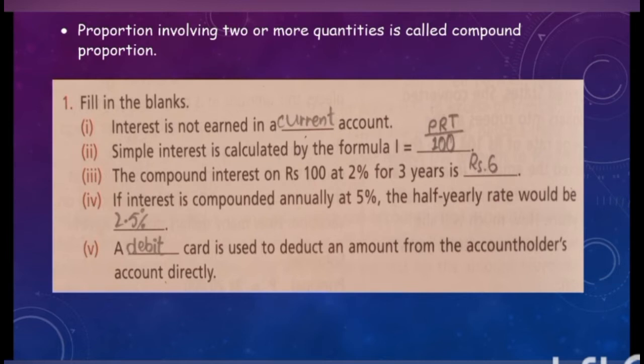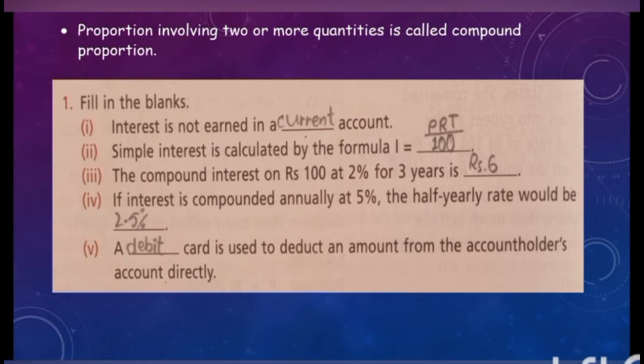Question number 1 is fill in the blanks. First is interest is not earned in a current account. Yes, it's true. Banks do not offer interest on current accounts. Okay, now part 2 is simple interest is calculated by the formula I equals PRT upon 100, where P stands for principal, R stands for rate, T stands for time. Okay, then part 3 is the compound interest on rupees 100 at 2% for 3 years, this is rupees 6. Okay, we will solve the questions like this later in this exercise.